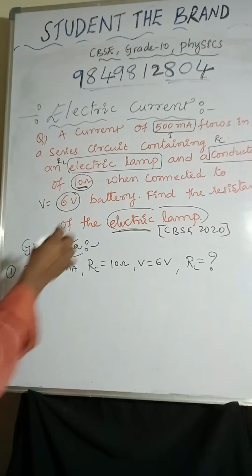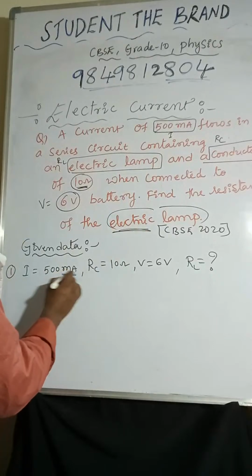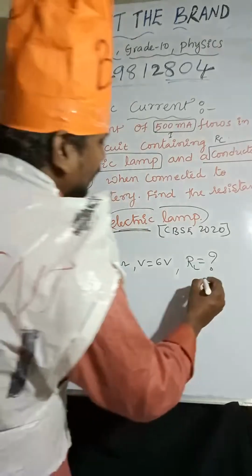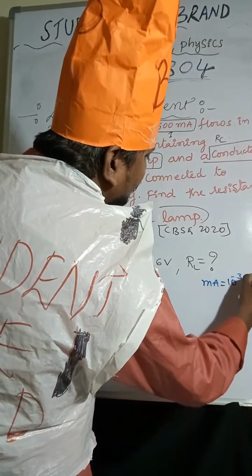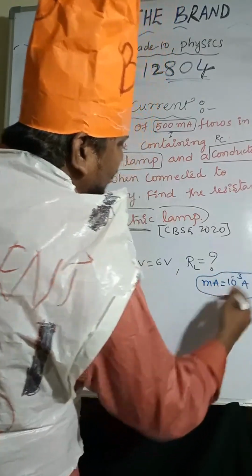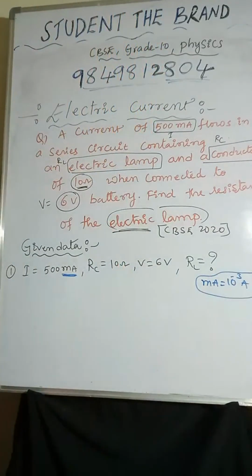Now you can observe, milliampere is given. Normally milliampere is nothing but 10 power minus 3 ampere. Microampere is nothing but 10 power minus 6.